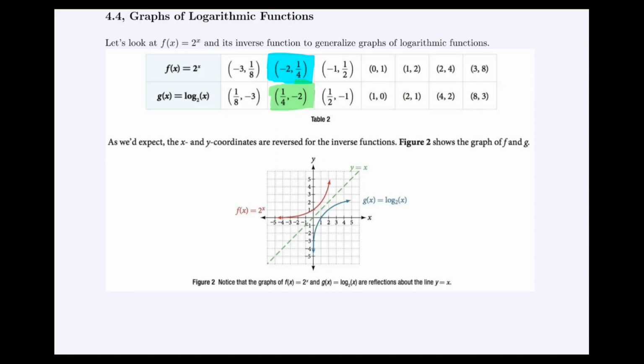Now if we see this graphed, because we know the inputs and outputs switch, it's no surprise that the x and y coordinates are reversed for inverse functions, which is equivalent to being reflected over the y equals x line. So here's our equation for 2 to the x, our exponential function, and reflected perfectly over the line y equals x, we would get our logarithm log base 2 of x.